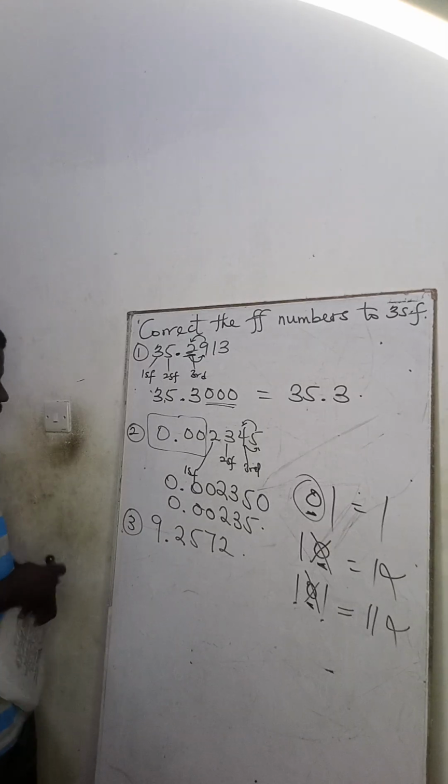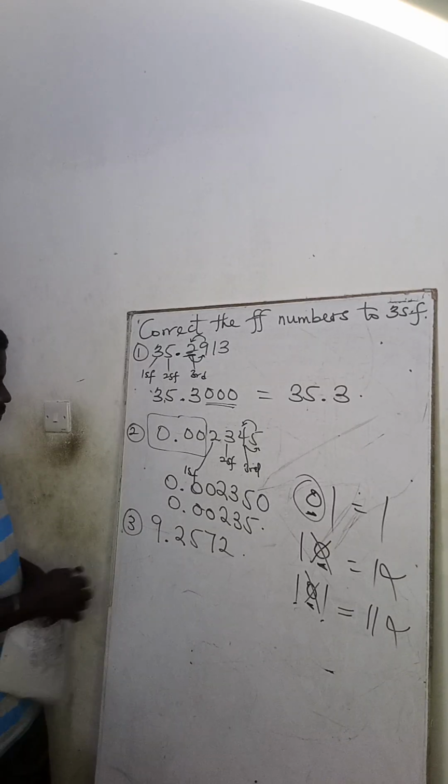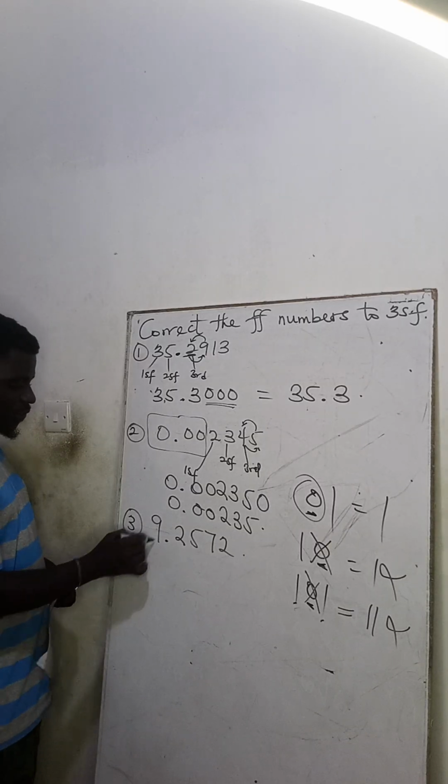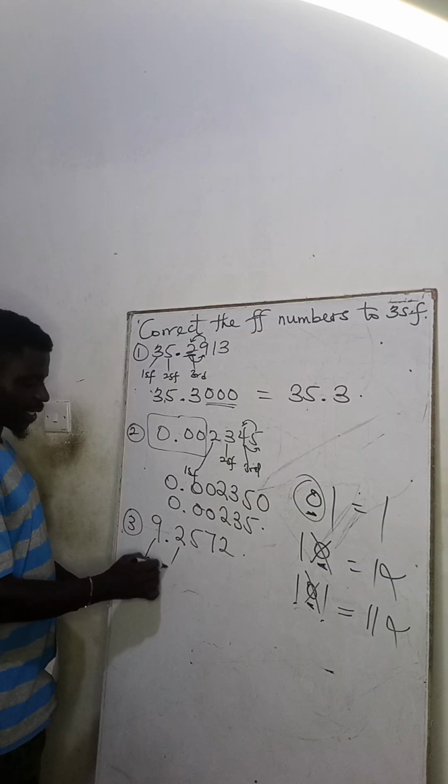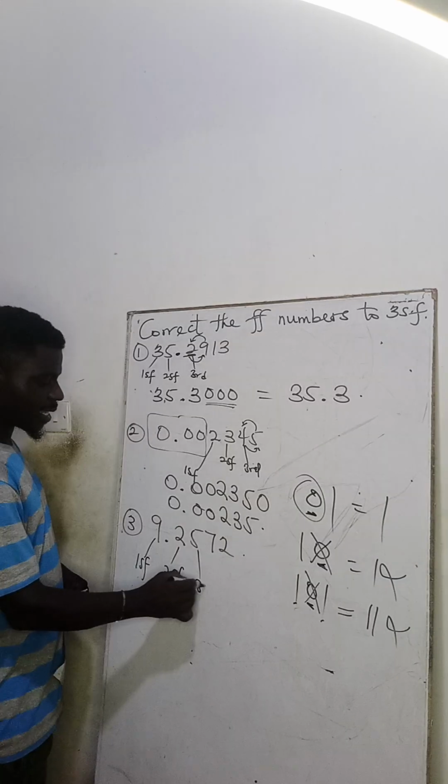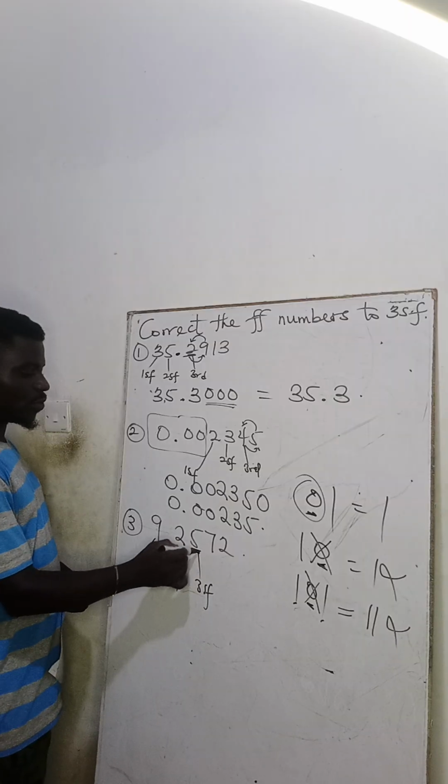Okay, let's see the last example. 9. So first SF, second SF, then third SF. So we check the next number, which is 7.